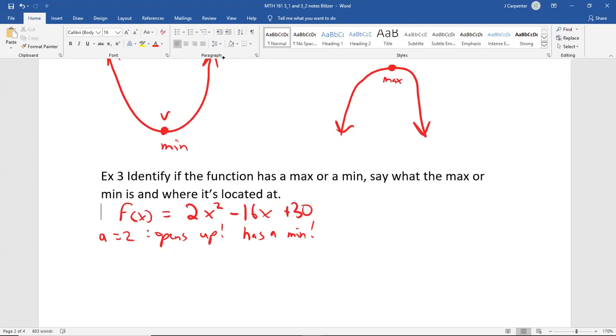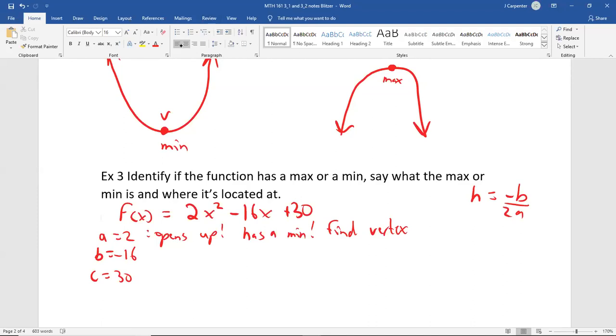So how do we find the location? We find the vertex. That'll give us the location and what the max or min is. So the a is 2, the b is negative 16, the c is 30. Because this is not in vertex form, we need to use that formula. We got to go h equals negative b over 2a. As a reminder, h equals negative b over 2a.